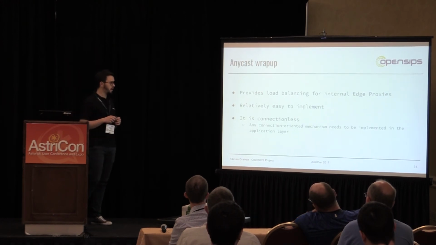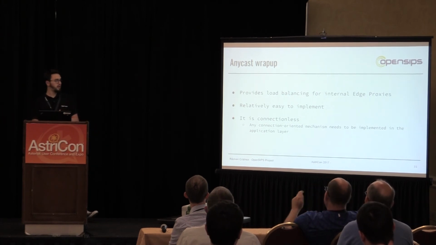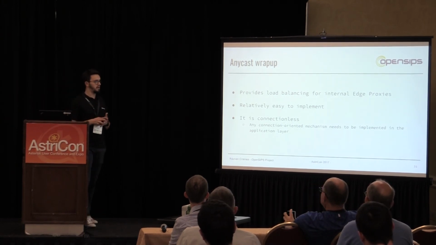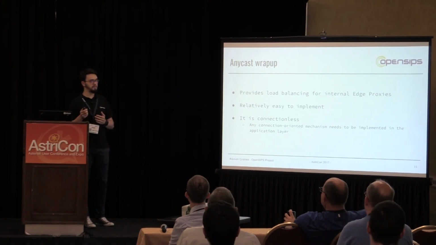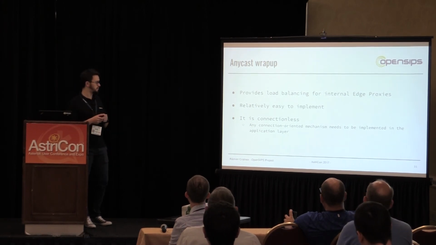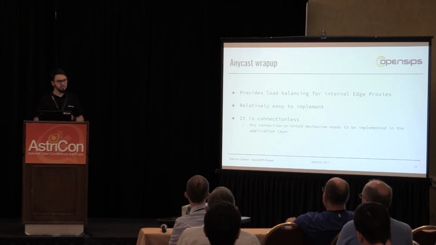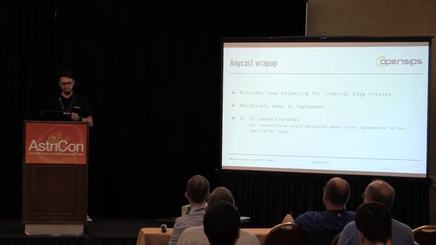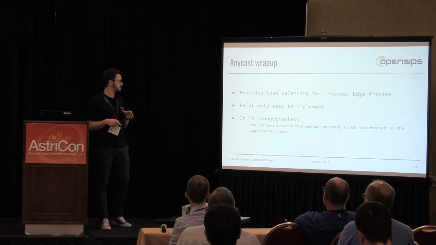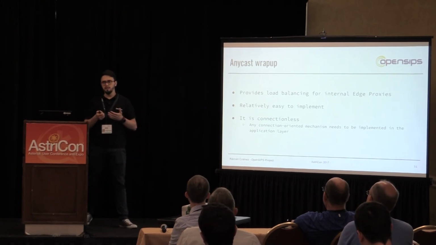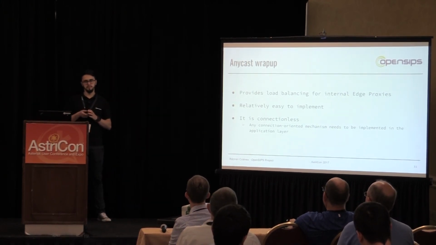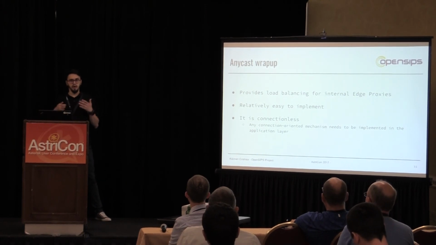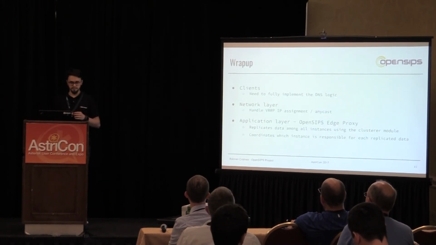abilities. That's why most of the time we need Anycast to provide both load balancing for internal edge proxy and failover and high availability support. It is relatively easy to implement. However, it is connectionless, so this means that all the applications that use this mechanism need to somehow have a method to replicate data between them. Luckily, OpenSIPS already does that.